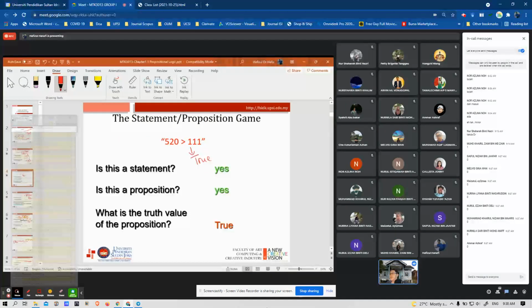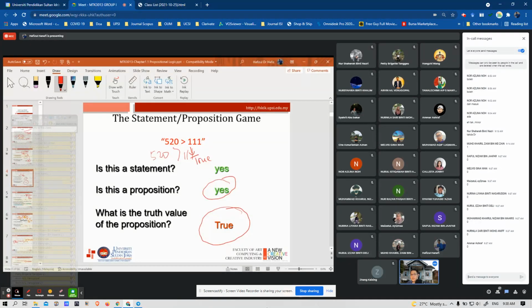The same goes for this one. Is this a statement? Yes, because 520 is greater than 111. Is this a proposition? Yes, because it is not an instruction; it just declares a statement. What is the truth value of the proposition? True. If you say 200 is less than 300, also true. If you say 200 is greater than 1, it is false.